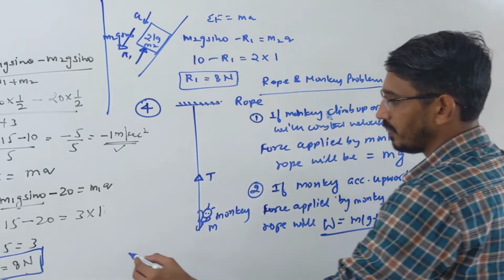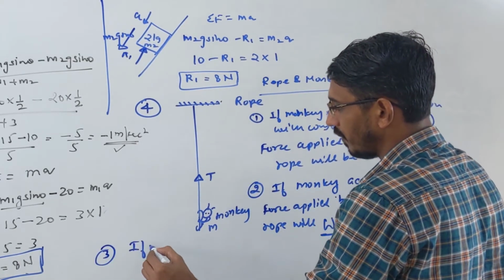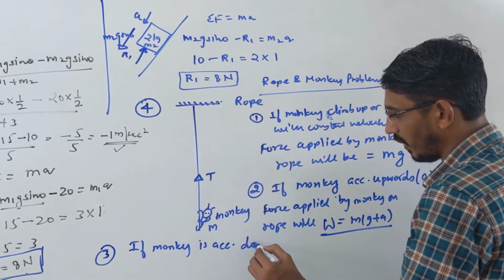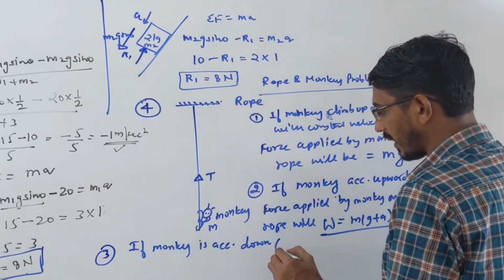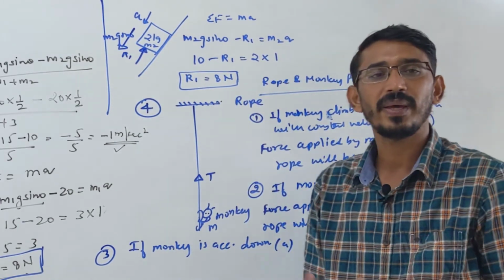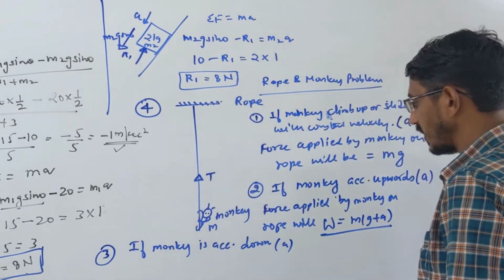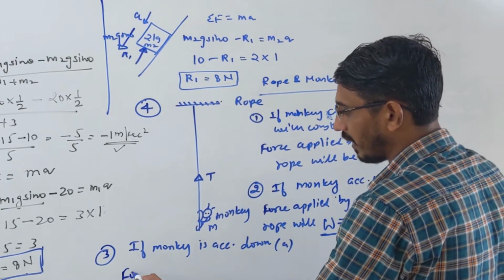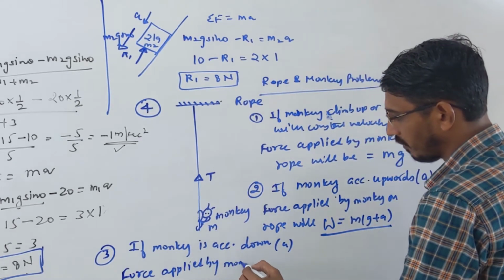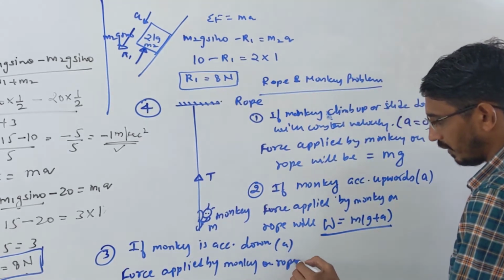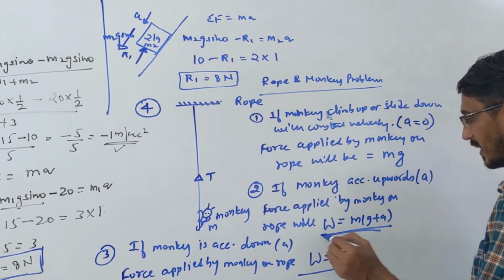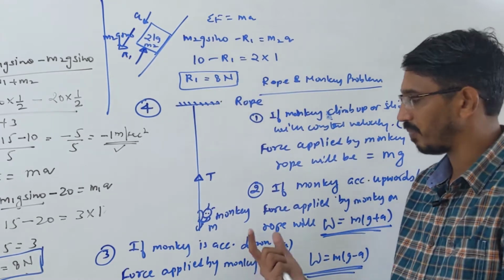Or the opposite of this, third case, if the monkey is accelerating downward, he is sliding down, right, with some acceleration a. If the monkey slides down, like the lift coming down, again your apparent weight will be reduced. So in this case, the force applied by the monkey on the rope will be reduced, that will now become m(g minus a). So these are the same cases as your lift itself, right, but a very, very important question.